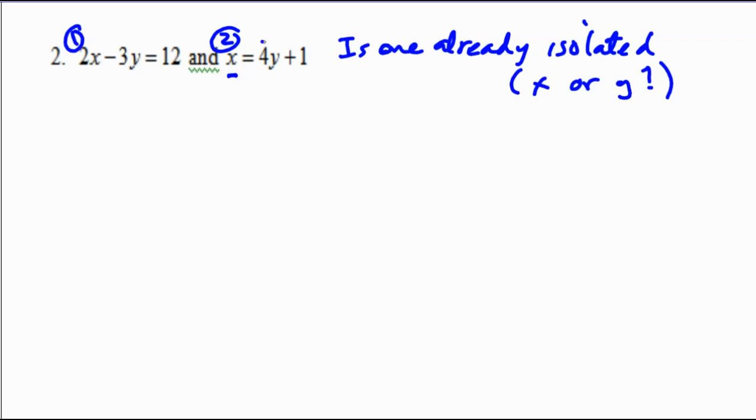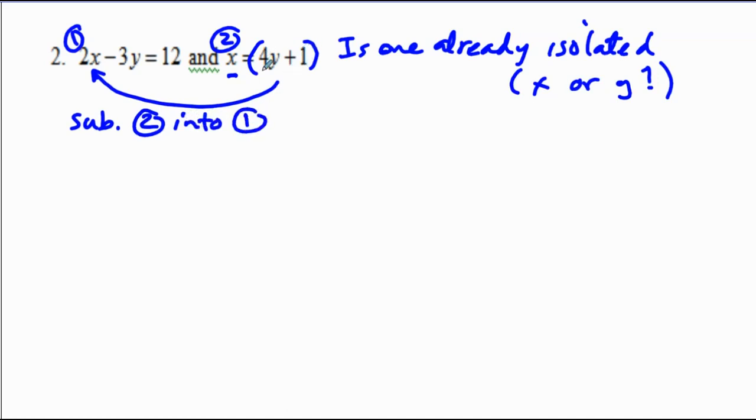So here is our bracket. X is equal to this. So whatever x is equal to can go right into that x. So what we say is we say sub 2 into 1. So we're going to sub 2 into 1. So we're going to take the x of whatever x is worth into there. So we make a 2 times a big bracket.